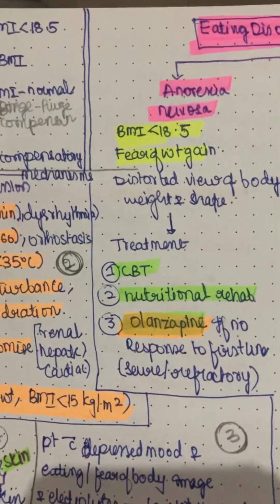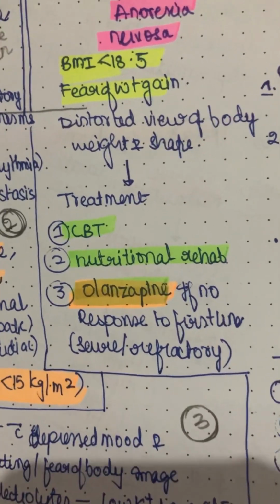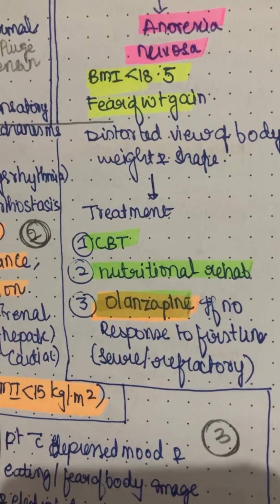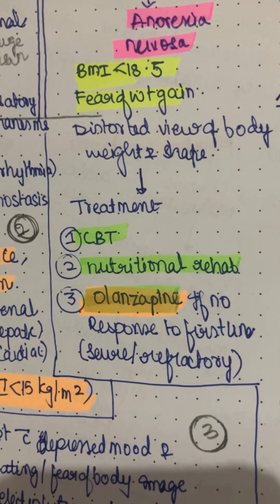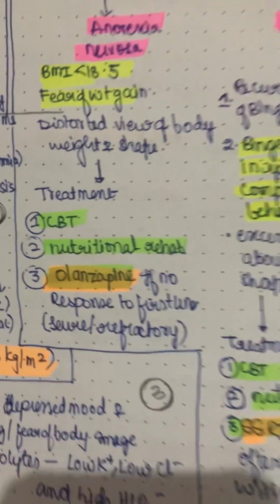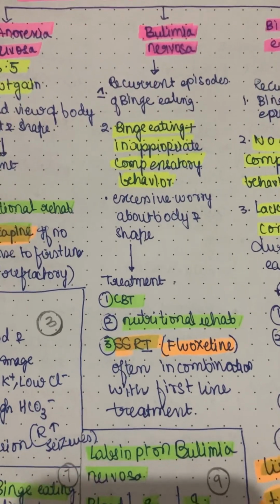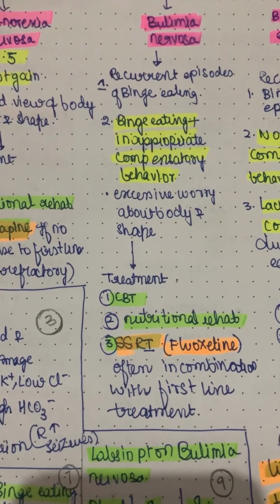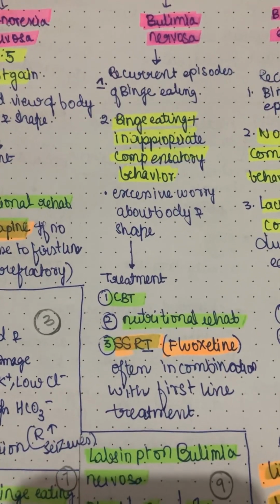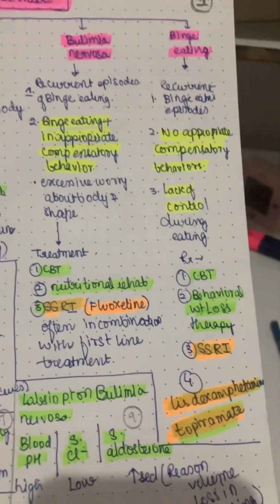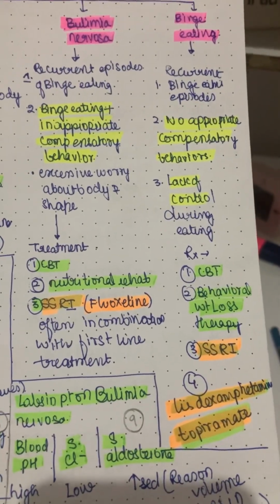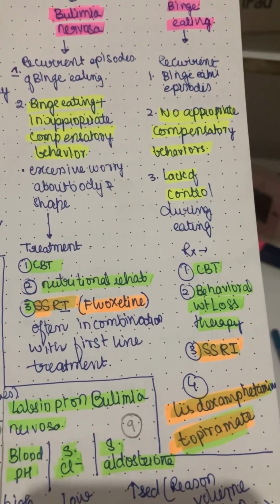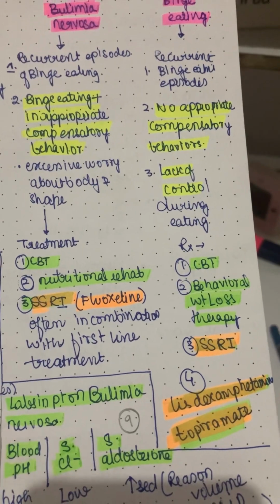Then how do you treat a stable anorexia nervosa patient? First line is nutritional rehabilitation. If no response, or if it is severe or refractory, you give olanzapine. Whereas in bulimia nervosa, nutritional rehabilitation in combination with SSRI, fluoxetine. And binge eating disorder: CBT, behavioral weight loss therapy, SSRIs, lisdexamfetamine, topiramate. SSRIs like sertraline.